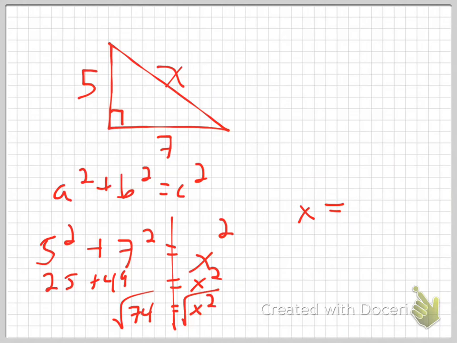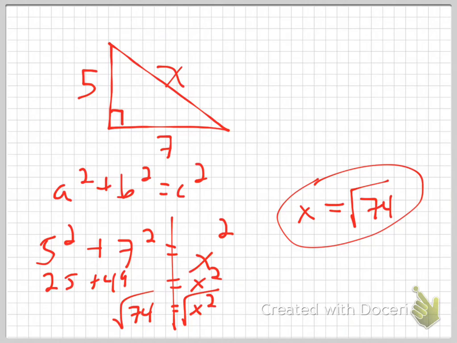what is the only exact answer? There is an exact answer. There's only one exact answer, and that is this. The answer would be the square root of 74. That's the exact answer. The square root of 74 is the best possible answer, to leave it like that, where x equals the square root of 74.